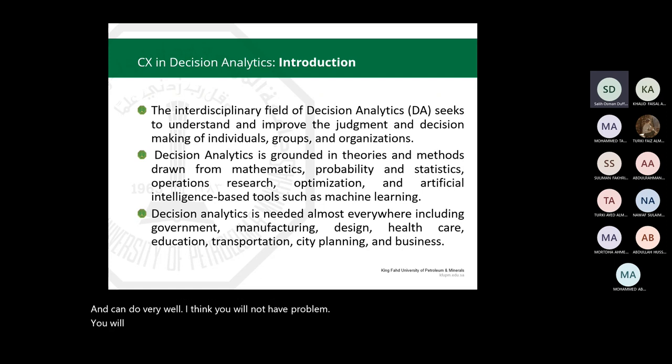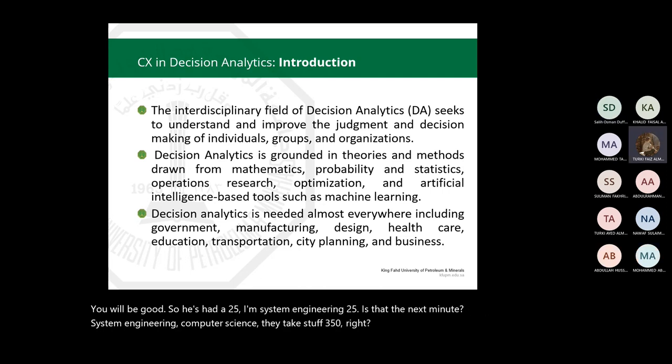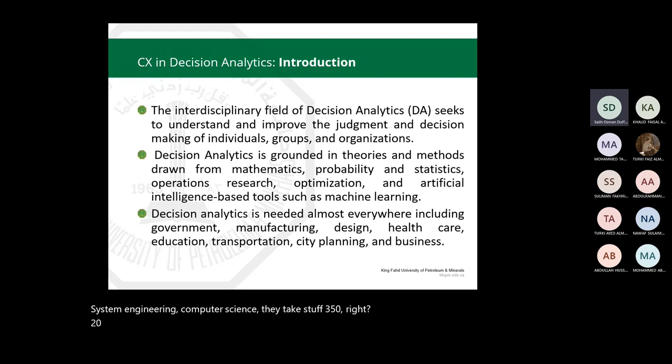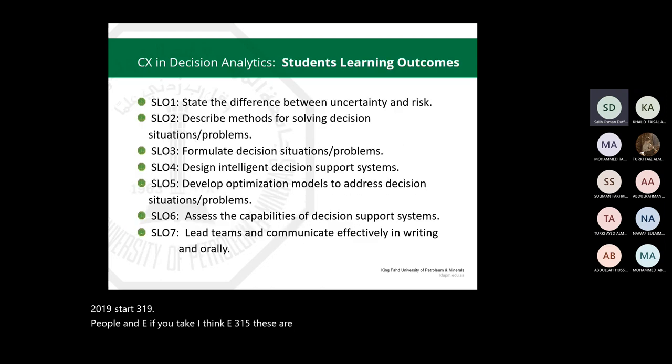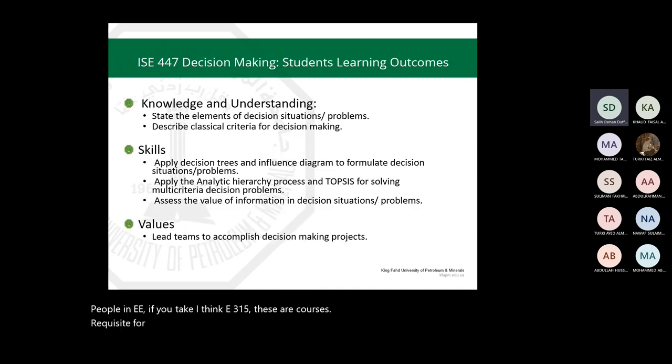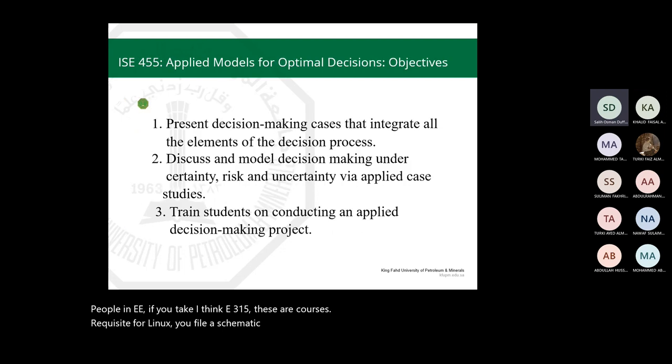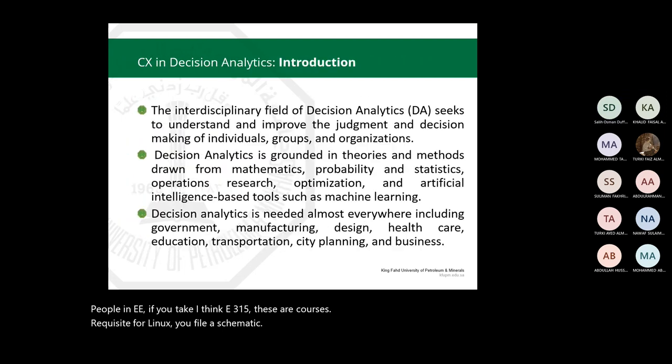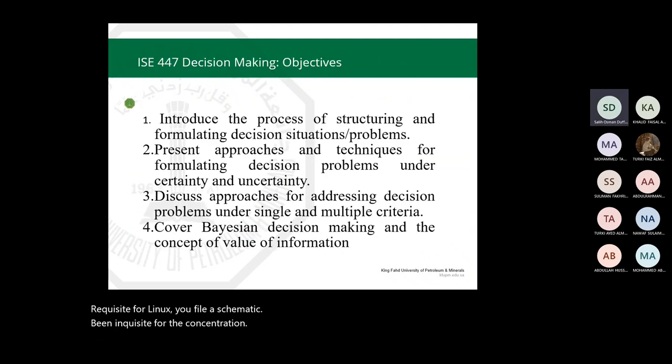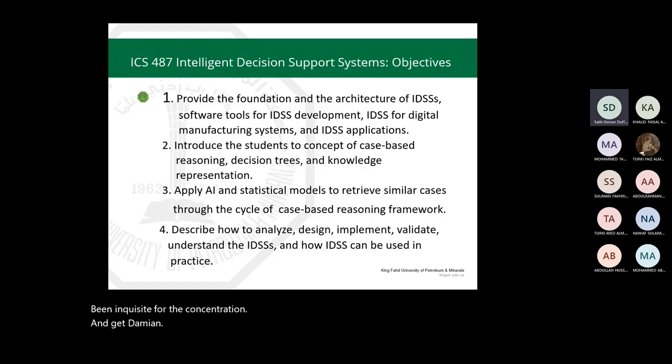He will be good. So compare with 205, but for systems engineering 205 is financial systems engineering. Computer science, they take STAT 315, right? 319. When they start 319, people in EE take, I think, EE 315. These are prerequisite courses for the concentration. Let's see this so I don't give you wrong numbers. Where is this? Eligibility.